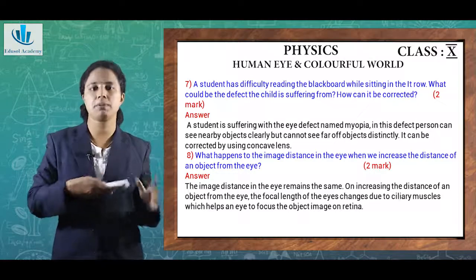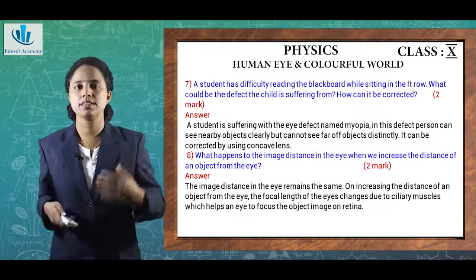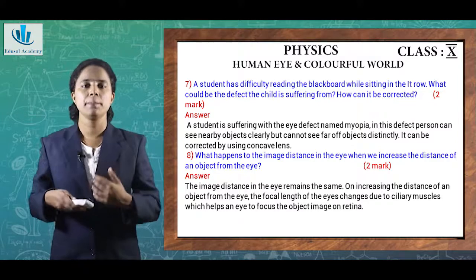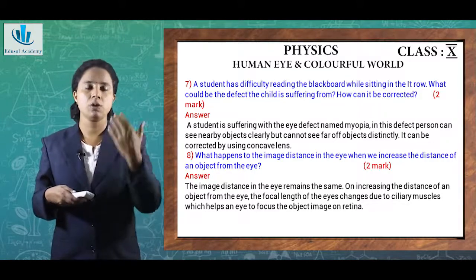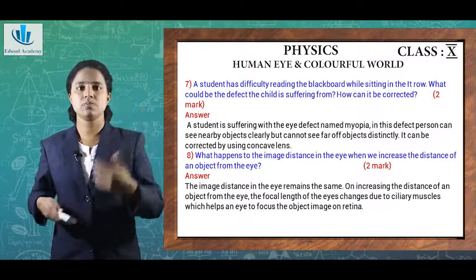A myopic person won't be able to see far off objects. So, when a person is sitting at a distance from the blackboard, he will be able to see nearby objects but he won't be able to read the blackboard which is at a distance from him.